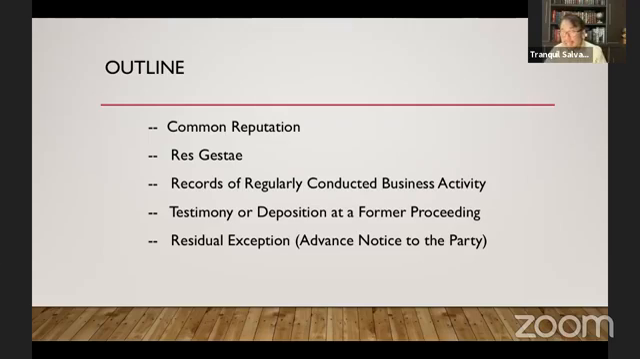Nandito lang tayo sa last exception ng hearsay rule. Ano yon? Residual exception. Nako. Alam niyo, aminin ko sa inyo, students, nung una ko ito, I'm more of a conservative when it comes to the rules. Sabi ko, nako. Kasi medyo liberal ang approach nito.